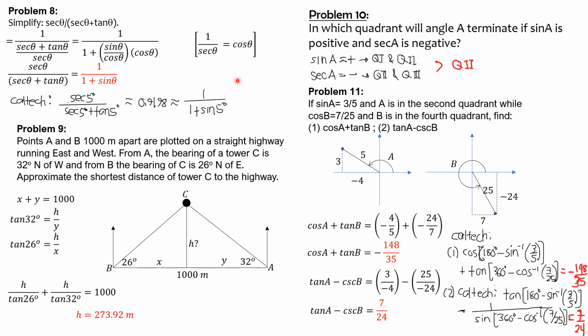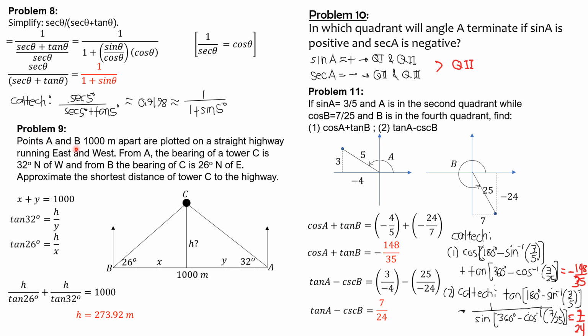Then there are 4 choices. 1 over 1 plus sine theta is one of the choices. So you substitute also 5 degrees for this expression, and they must be equal. And you choose 1 over 1 plus sine theta, since it is equal to 0.9198 also.